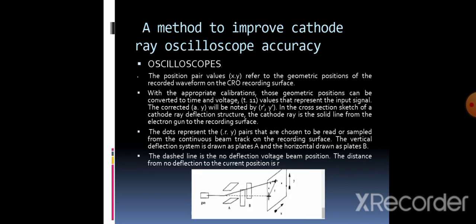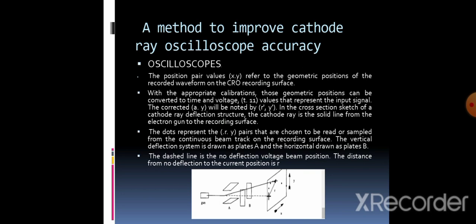And the first one is the oscilloscope. The position pair values x and y refer to the geometric positions of the recorded waveforms on the CRO recording surface. With approximate calibrations, those geometric positions can be converted to time and voltages with respect to T1 and I1, and the values are represented in the input form. The corrected x and y will be denoted by x dash and y dash.